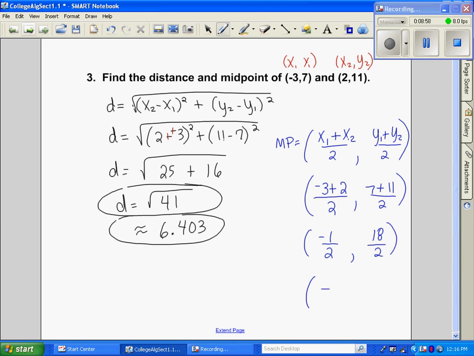We're still simplifying. -1/2 doesn't simplify any further. 18 divided by 2 is 9. Our midpoint is going to be the ordered pair -1/2, 9.